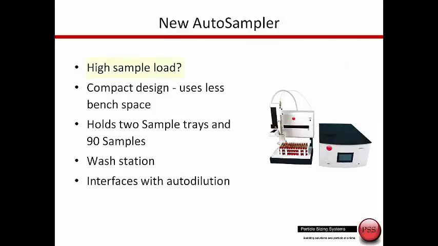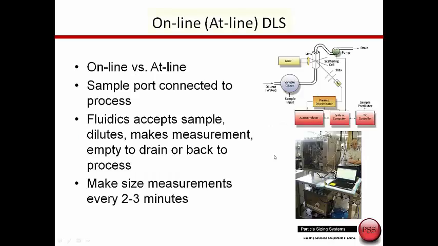We can also measure many samples if you have a high sample throughput. The auto sampler can measure up to 90 samples loaded in a tray: program the system, walk away, and get all of the results. Another unique capability of particle sizing systems is the ability to do dynamic light scattering online or at line. Here we take the sample into a variable diluter. The sample comes in, we dilute the sample, bring it into the cell where we take the measurement, stop the flow, take the measurement, clean up, and do another measurement.